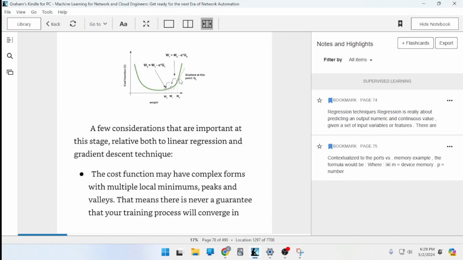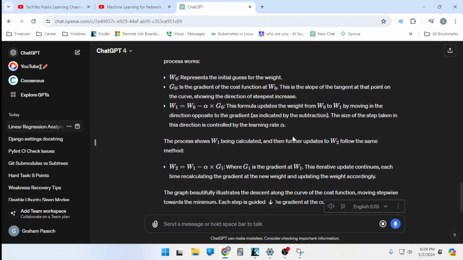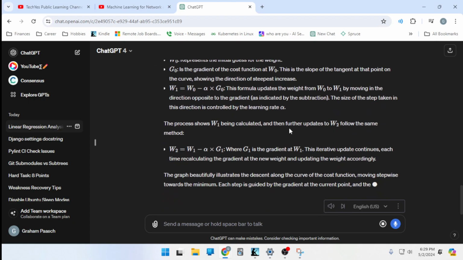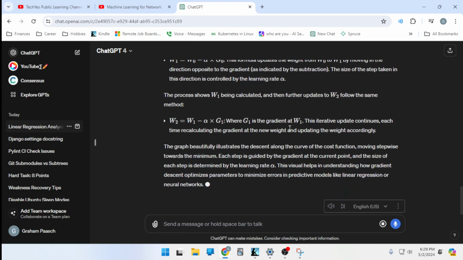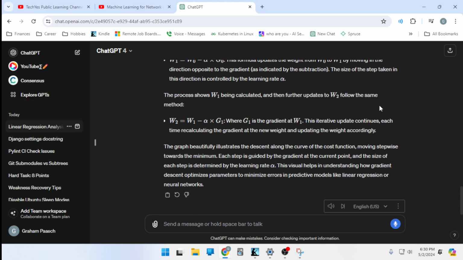W1 equals W0 minus alpha times G0. This formula updates weight from W0 to W1 by moving in the direction opposite to the gradient, as indicated by the subtraction. The size of a step taken in this direction is controlled by the learning rate alpha. The process shows W1 being calculated, and then further updates to W2 follow the same method. W2 equals W1 minus alpha times G1, where G1 is the gradient at W1.